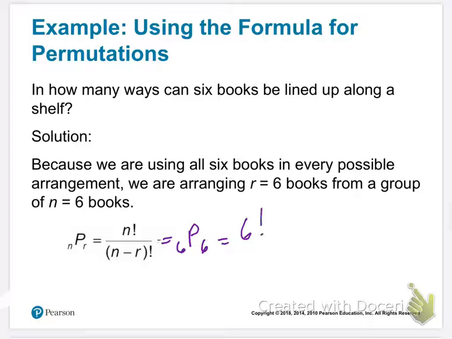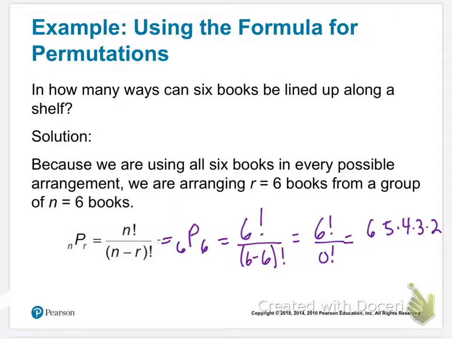6 factorial over 6 minus 6 factorial. So 6 factorial over 0 factorial. We know 0 factorial is 1. So we have 6 factorial, which is 6 times 5 times 4 times 3 times 2.